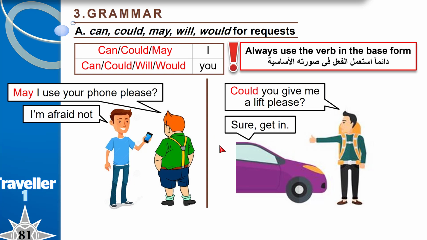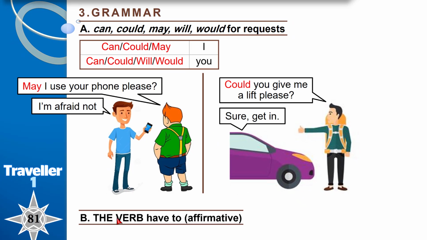Excellent. What's next? Then we have the verb have to, affirmative. Okay, this man refused the request. He said, no, I'm afraid not. Now, to be nice to people, you need to give an excuse. Sir, why did you say no? This is my excuse. I have to charge my phone. My battery is dying. I have to charge it.